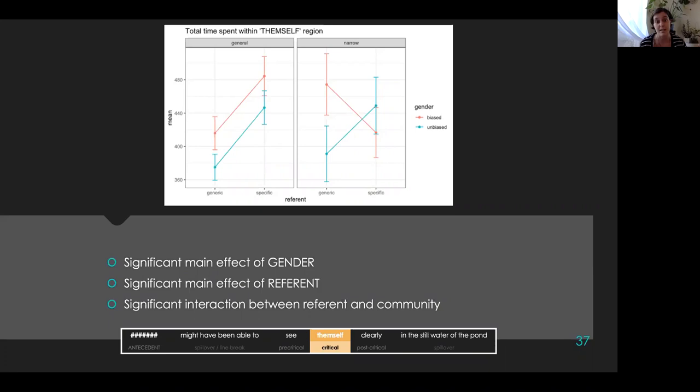On the left, the general community treats biased and unbiased antecedents generally the same when they refer to different sorts of reference. So we've got generic reference being read faster than specific reference, whereas this narrow community sees an entire reverse in that trend, where biased antecedents and unbiased antecedents end up being read much faster in the end.